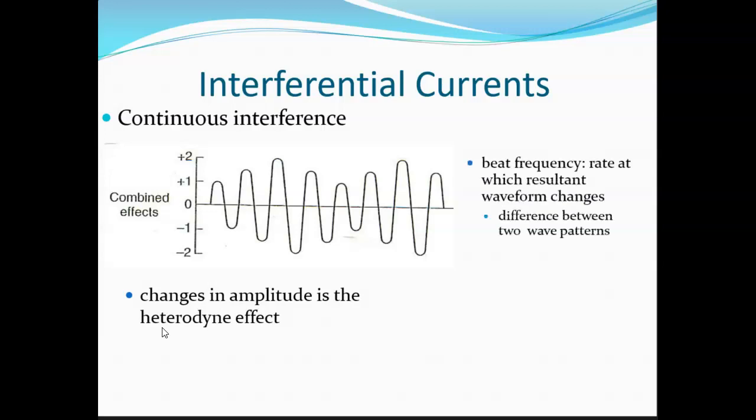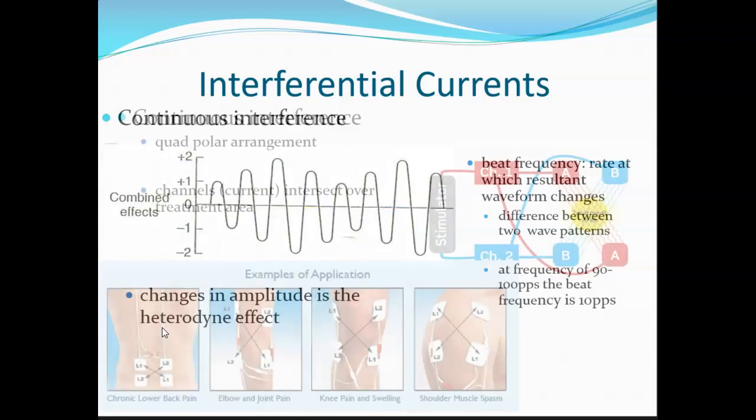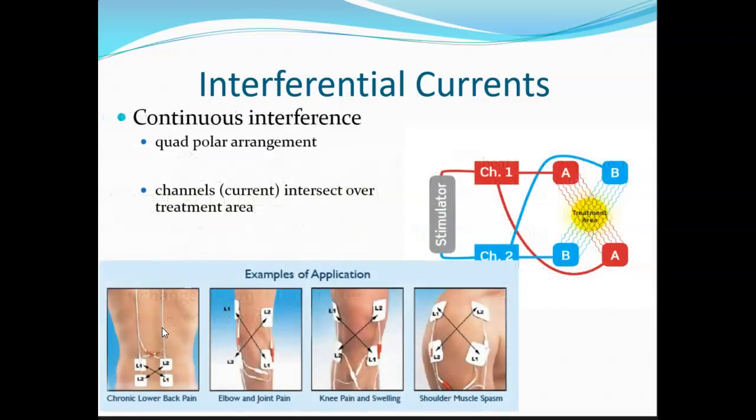I think so. You'll also see this term called the beat frequency, and that's really designed to confuse you even more than you already are. Ultimately, it shouldn't be that confusing. We're going to set the machine at a certain range, and if you set it at 90 to 100 pulses per second, it's just the difference between those, right? The standard setting on our machine is 80 to 150, so the beat frequency is 70, right? So you just do a little math, little subtraction. This is the one that we're going to do a quad polar arrangement.